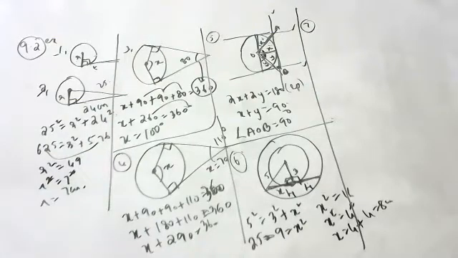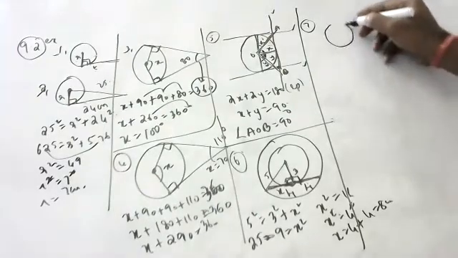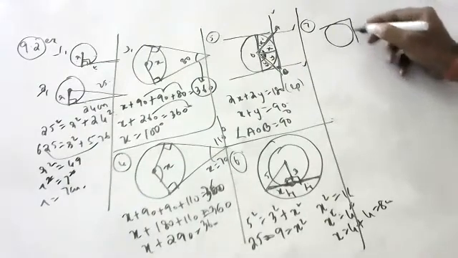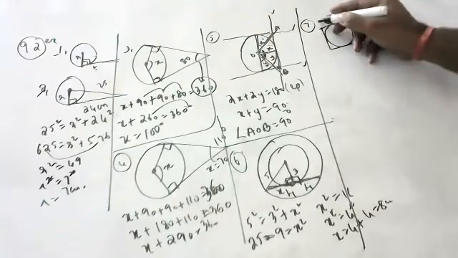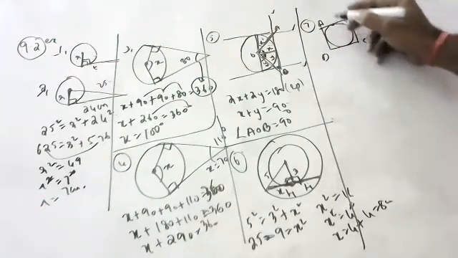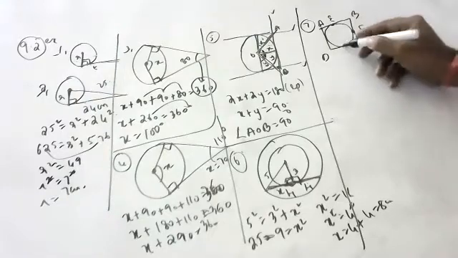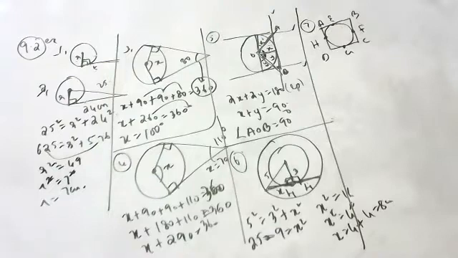Children, next question. Prove that a parallelogram circumscribing a circle is a rhombus. If it is a parallelogram, we have to prove it is a rhombus. Let me say this is E, this is F, this is G, this is H.